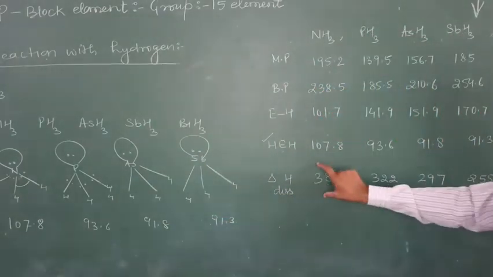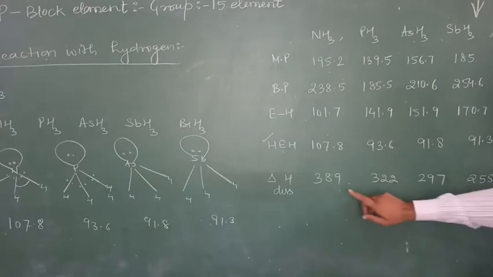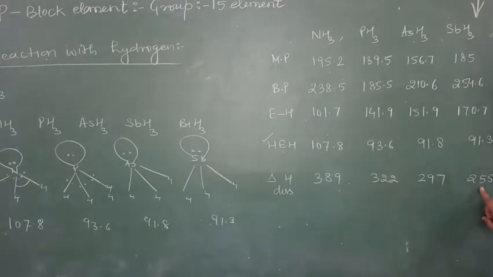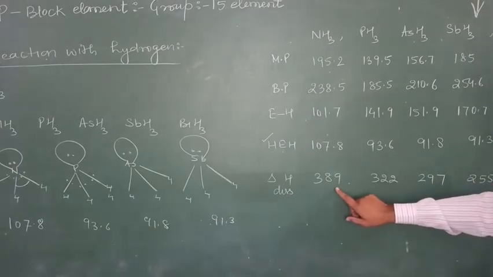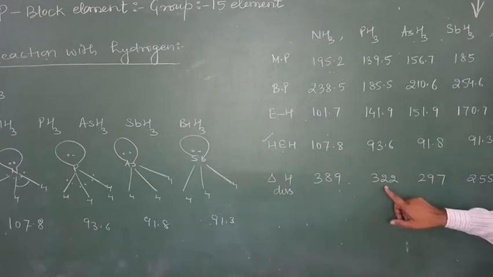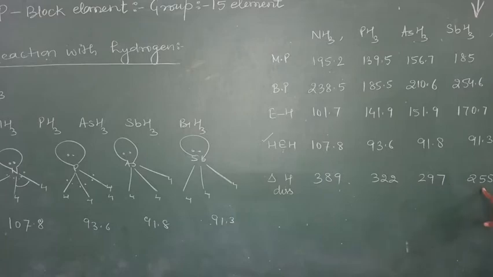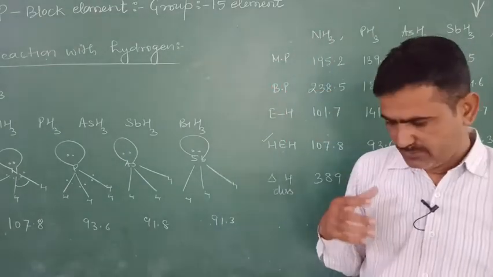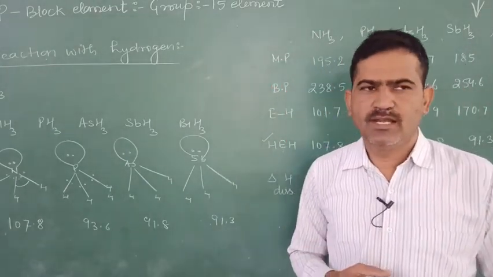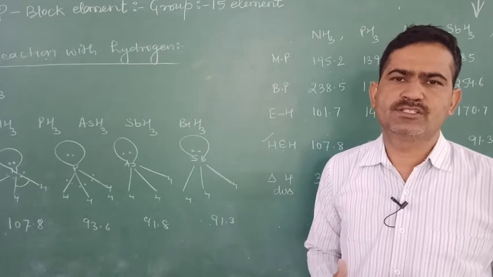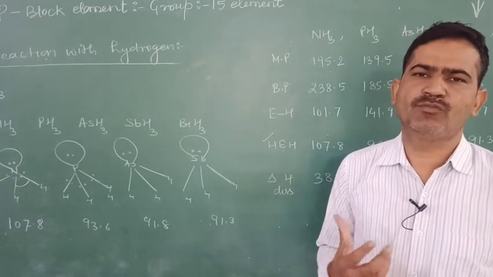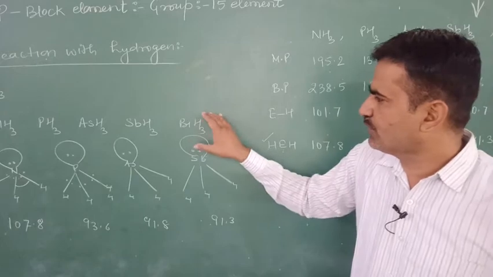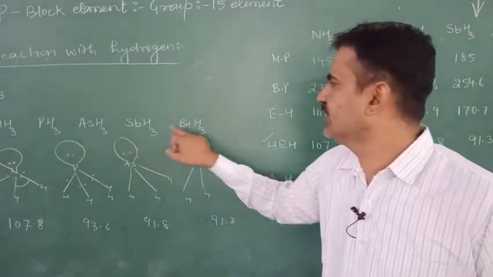While you are moving down the group, their bond dissociation energy regularly decreases. For ammonia it is 389, for phosphine 322, for arsine 297, and for bismuthine 255. There is a regular decrease in the bond dissociation enthalpy, and this decrease increases its reducing character.